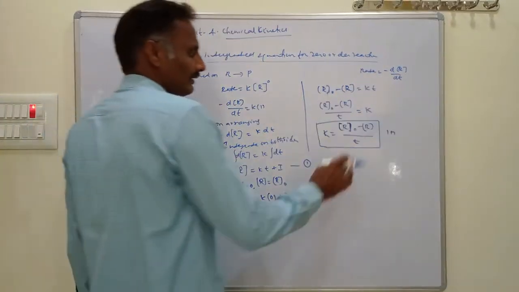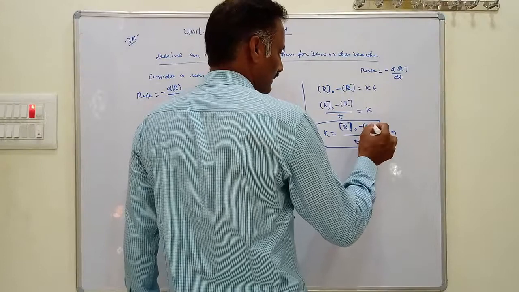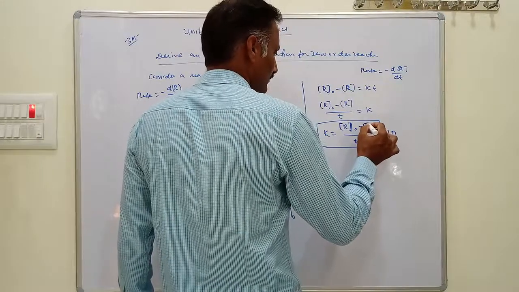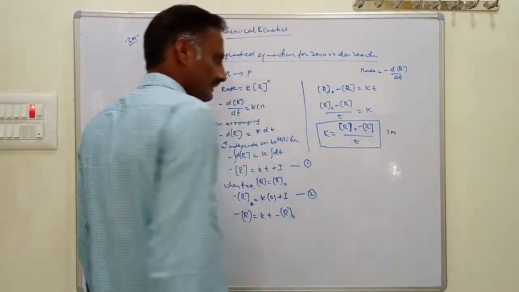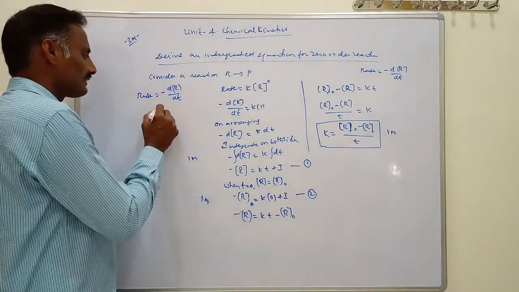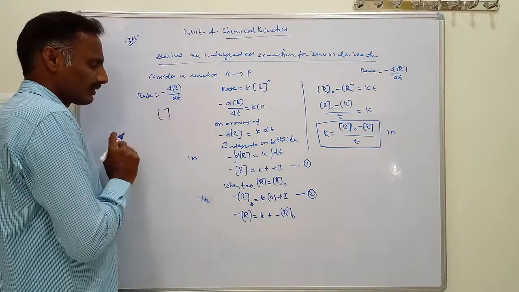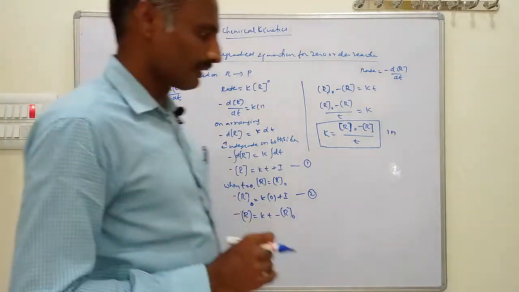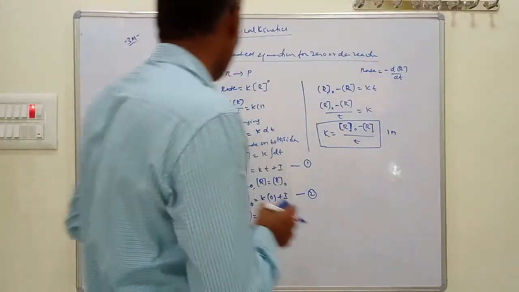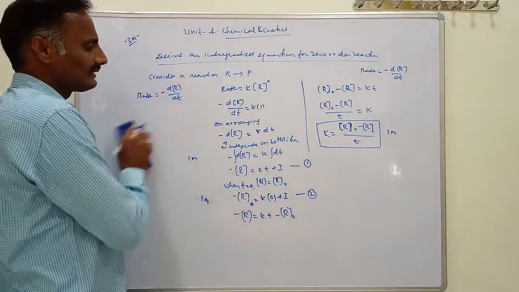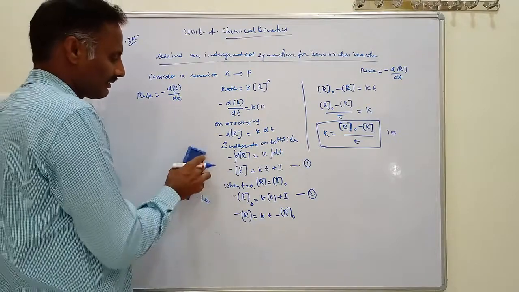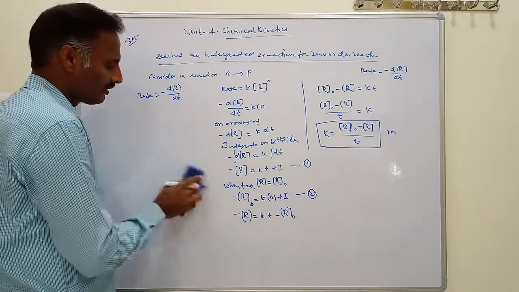You derive this. This is the integrated rate equation for zero order reactions. The square bracket indicates the molar concentration of reactants or products. After deriving, this is the rate constant expression for zero order reactions.